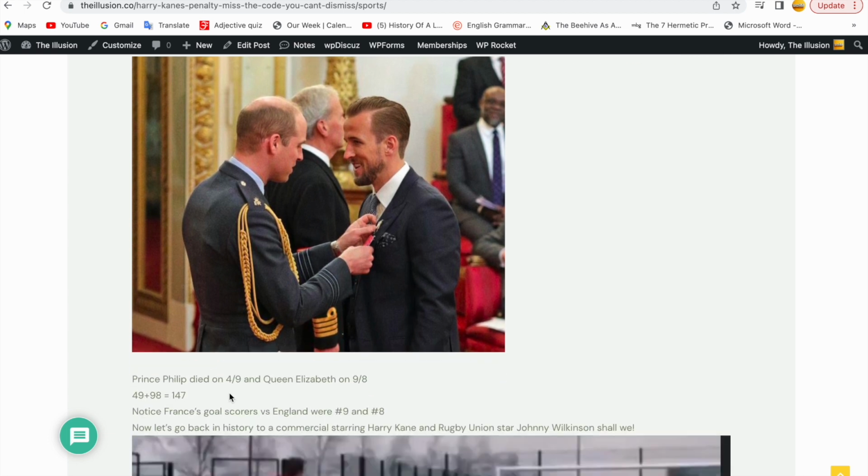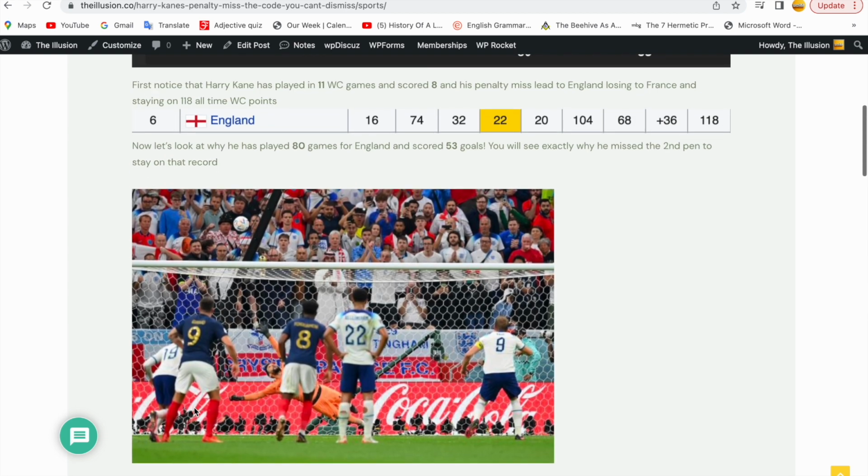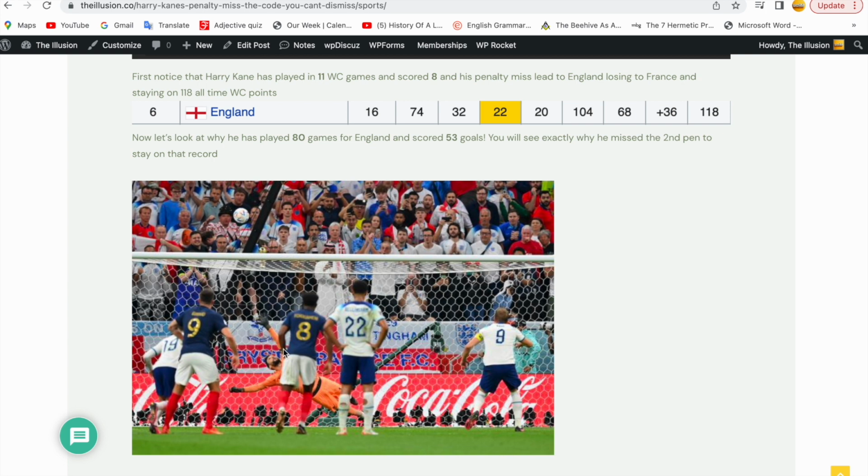So Prince Philip, the father of King Charles, obviously, who is the father of Prince William, died on 4-9. Queen Elizabeth died on 9-8. 49 plus 98 equals 147. I've told you, notice France's goal scorers were number 9 and number 8. And the Queen died on 9-8. The Queen died on 9-8.